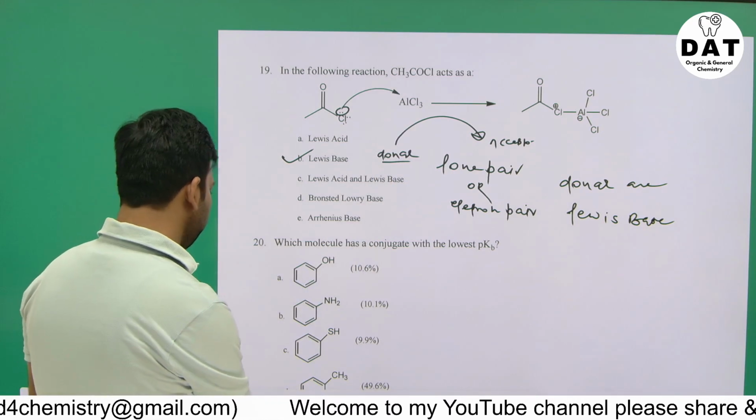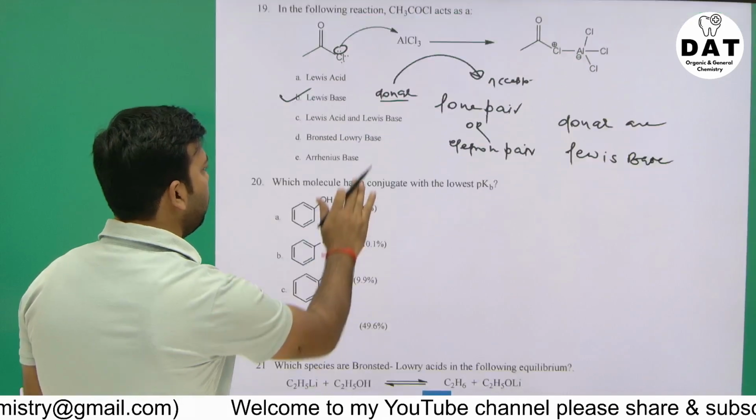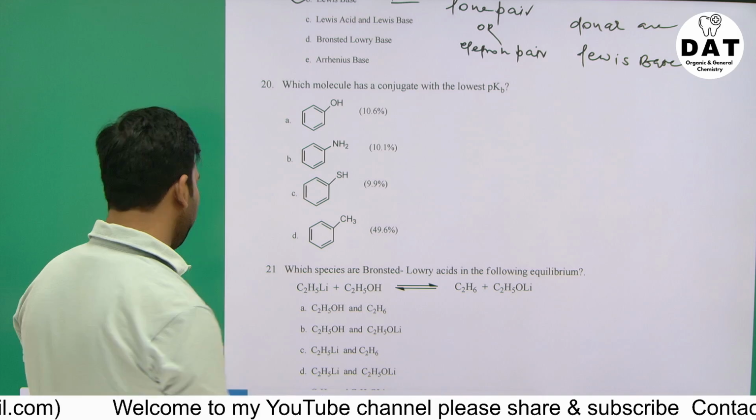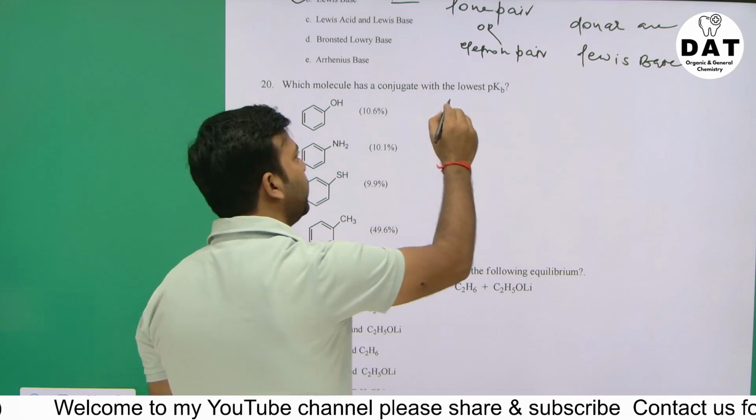Now the next is molecule that has a conjugate base with the lowest pKb. So look at the wording here, low pKb.